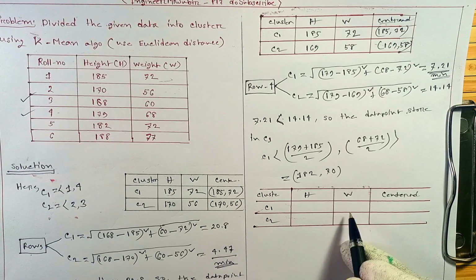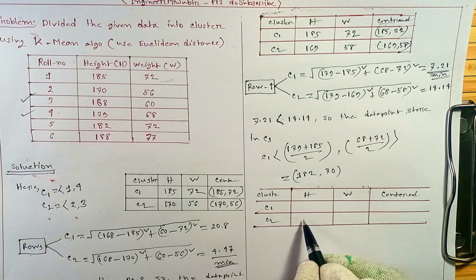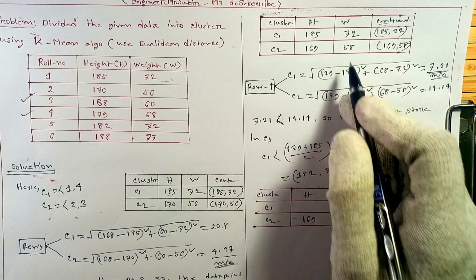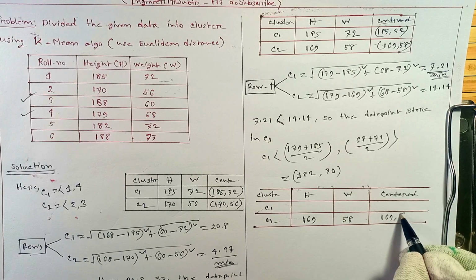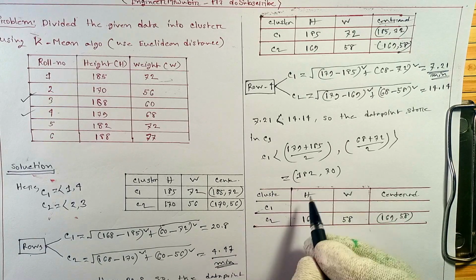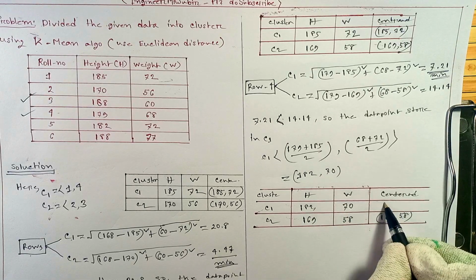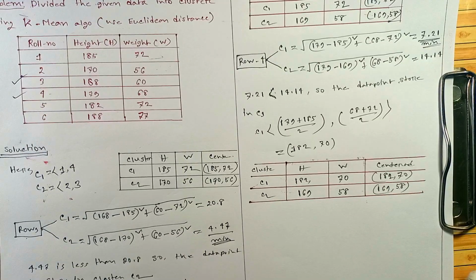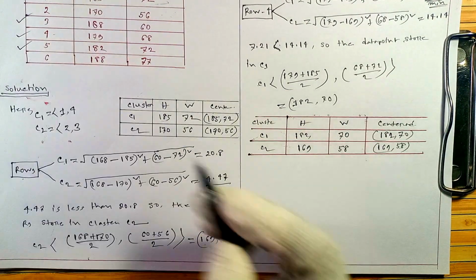So we already drew the table. C1 will be changed because that is minimum, and C2 will be the same. So we put here the C2 previous value, 169 comma 58. The centroid will be 169 comma 58. And for cluster 1, we know the new value is 182 comma 70. Okay, now we have to check row 5.